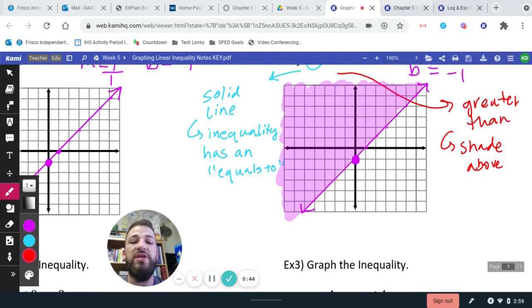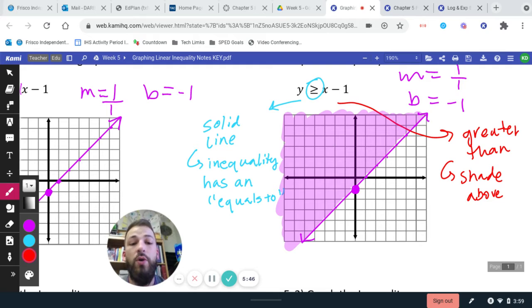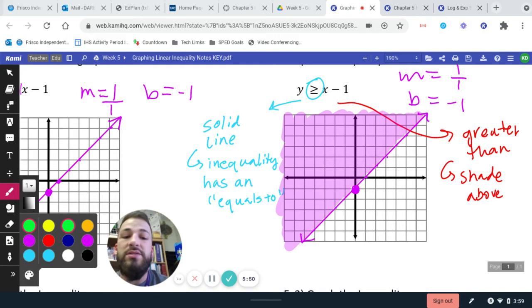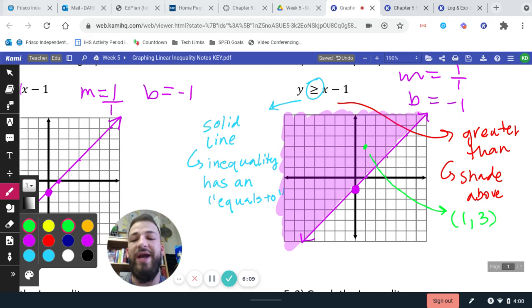And I just want to show you this really, really quickly. So let's just pick a random point, like this point right here. Okay, this is y value of 3, x value of 1. So this point is (1, 3). If I plug these values into my inequality, it should still be true if I shaded correctly.